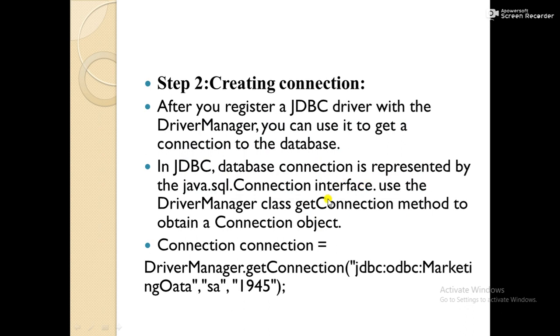Okay, so the DriverManager class's getConnection method is used to obtain a connection object. So through the getConnection method we can access the object. This is the syntax: Connection, this is the object of the Connection class, equal to DriverManager.getConnection. Now we are going to access the connection, so we are going to retrieve the connection, so we are going to use getConnection.